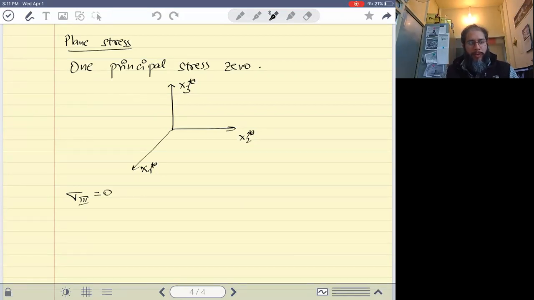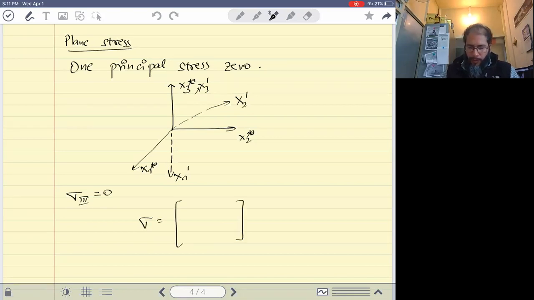Now remember that we can choose a Cartesian axis in any arbitrary way. So let us say that we had actually chosen the axes which look like x1 prime and x2 prime, and the third direction was x3 star. So in that case, our stress tensor would look like sigma 1 1, sigma 1 2, right? Sigma 3 3 is 0.